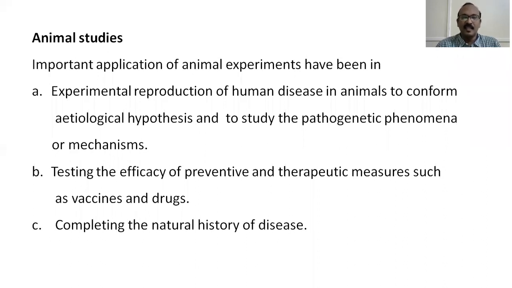So before trying against human beings, such preventive and therapeutic measures are tried in animals, so that if there is any effect in animals, they can subsequently be used in human beings. Completing the natural history of disease, that is the pre-pathogenesis and pathogenesis phase of any disease. Many of the diseases in human beings are also seen in animals, like leprosy. There is a natural history of leprosy in nine-banded armadillos.